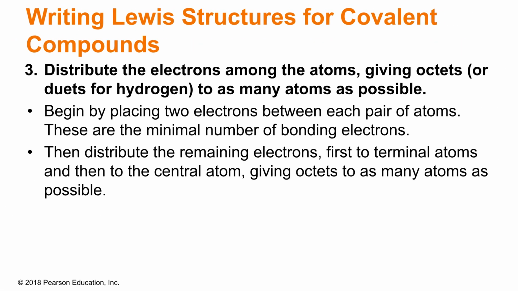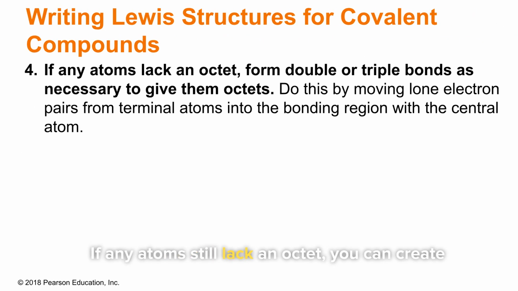Now distribute these electrons. Start by placing a bonding pair between every atom, then assign the remaining electrons to terminal atoms first, and finally the central atom to complete octets. If any atoms still lack an octet, you can create double or triple bonds by moving lone pairs from terminal atoms into the bonding region with the central atom.